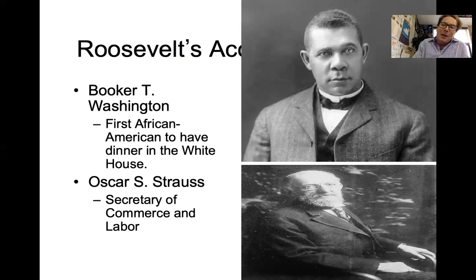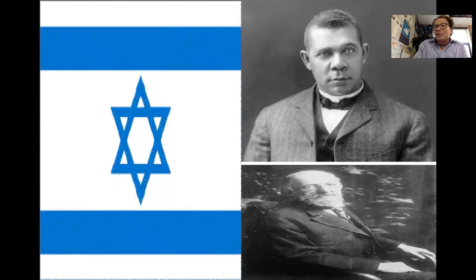So you have to ask the question, why would Oscar S. Straus be an example of a square deal? Because Oscar S. Straus wore the Star of David. He was Jewish. He was a Jewish American. And Oscar S. Straus is the very first Jewish American to serve in a president's cabinet. That, again, is a great example of Theodore Roosevelt thinking outside the box and truly being progressive.